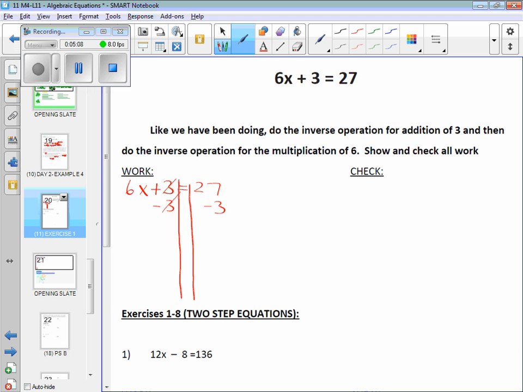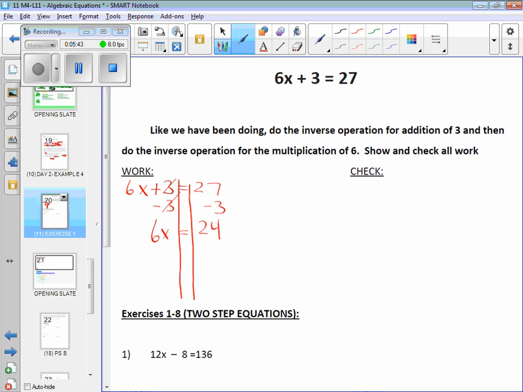Right, 6x is still left, not just x, because we haven't done anything with that 6 next to the x yet. So I'm going to rewrite what's still left, 6x. Now I'm going to make another equal sign, because you have to do 27 take away 3. It's 27 take away 3. 24. And now to take a look at it, you're kind of right back where you were in day 1. Now it's back to one step.